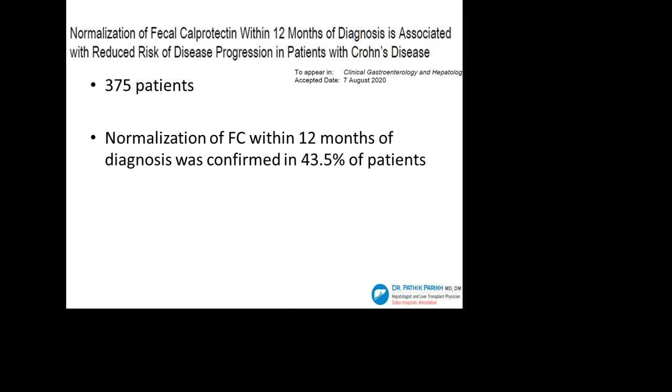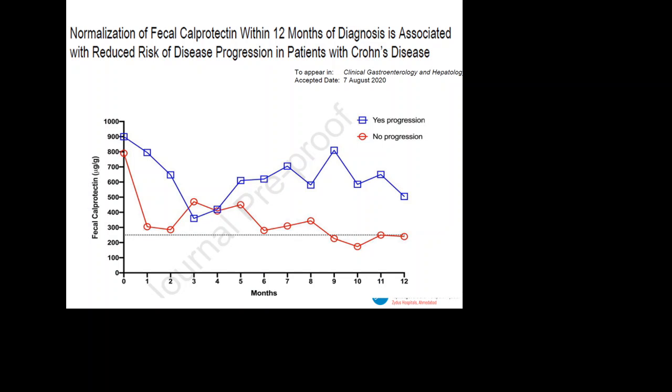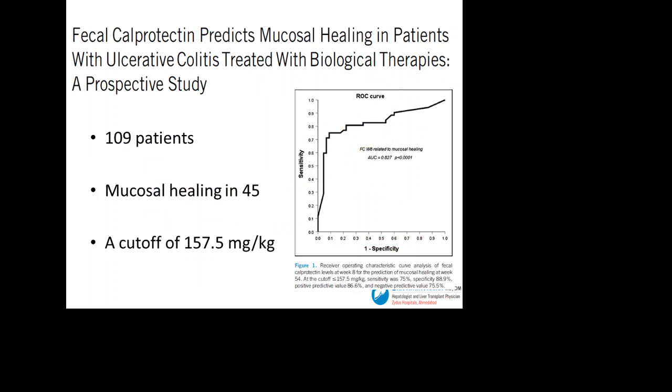This study where 375 patients were included, where the normalization of fecal calprotectin was monitored over a period of 12 months, and those who had normalized fecal calprotectin levels at 12 months, their survival was significantly better as compared to those who did not have fecal calprotectin normalization. And you can see the monthly monitoring of this patient. Those who had disease progression had significantly elevated fecal calprotectin levels throughout the year, and they didn't normalize at the end of 1 year, while the patients without progression had a normalization of fecal calprotectin.